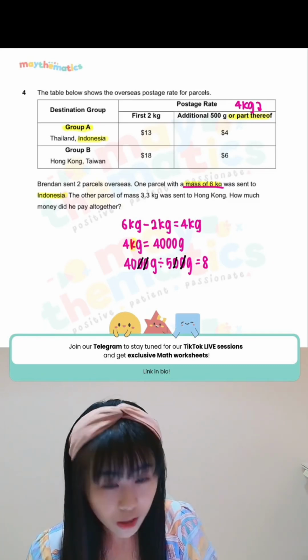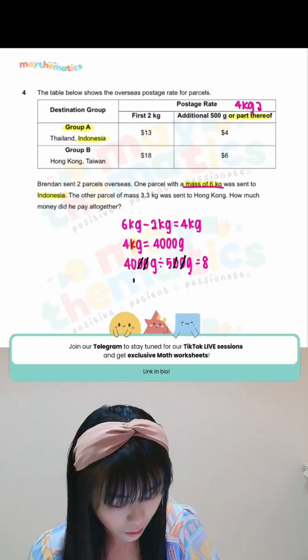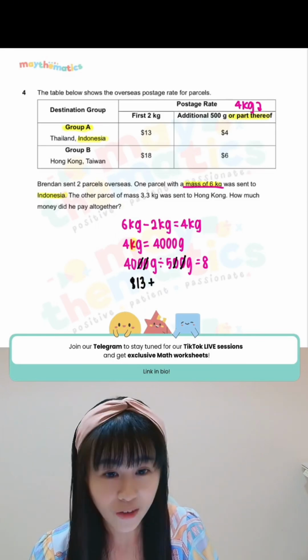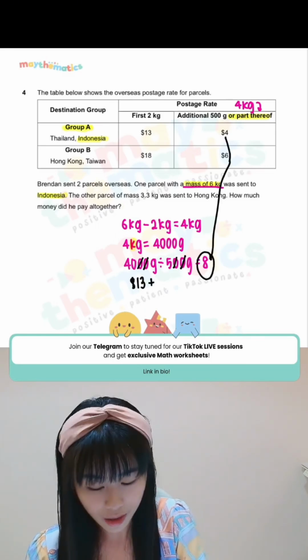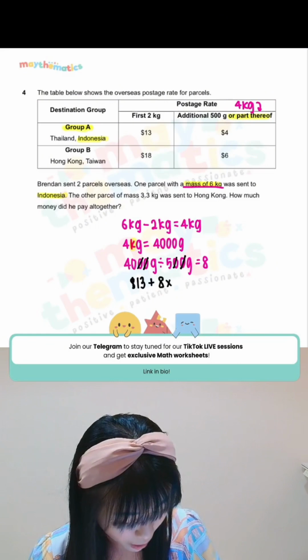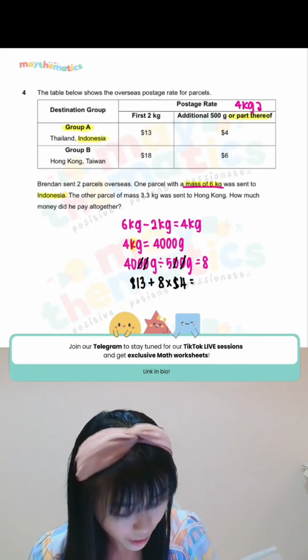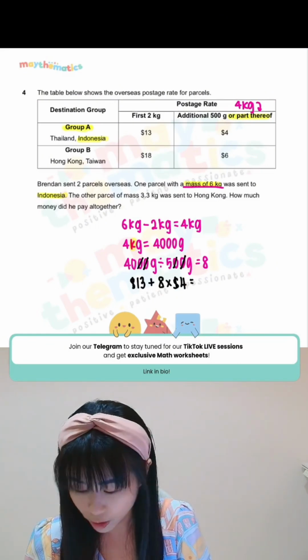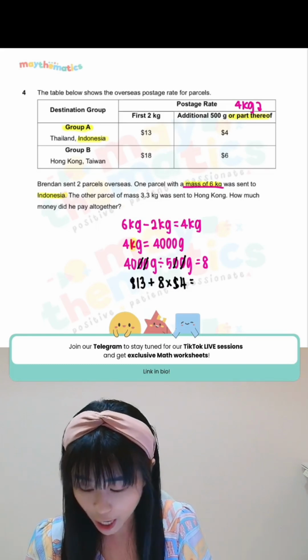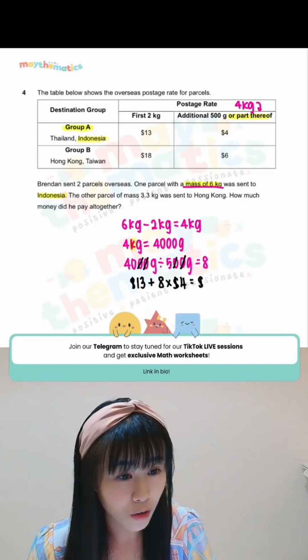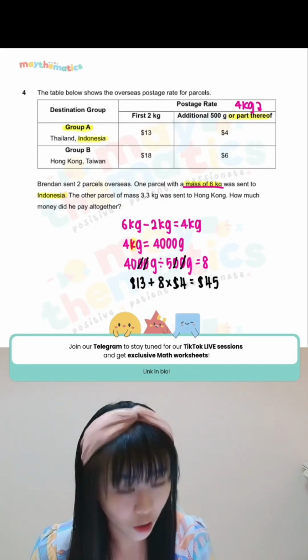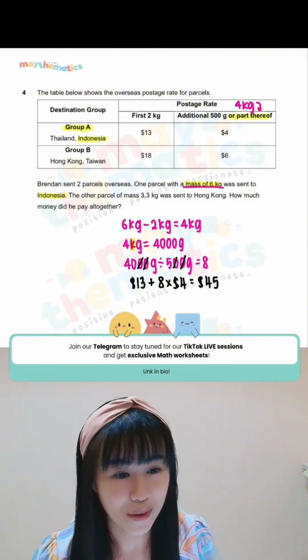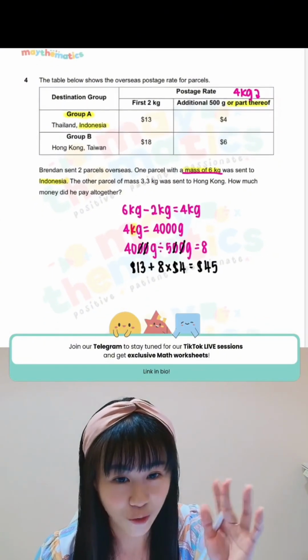So let's settle this parcel's price first. First 2 kg is $13. Then we have 8 sets of $4. Am I right? So 8 multiplied by $4. So for this parcel alone, you will be charged $45. All good. So that is for the first parcel.